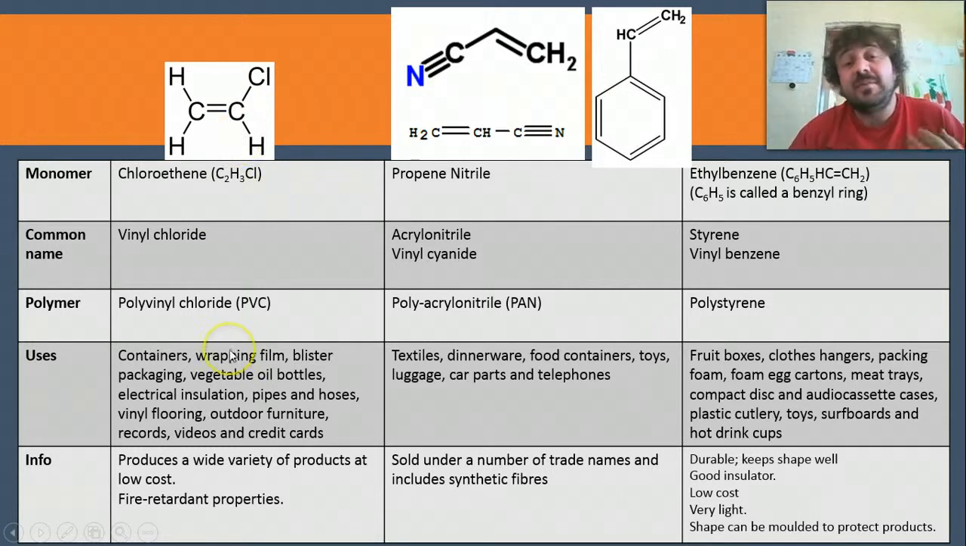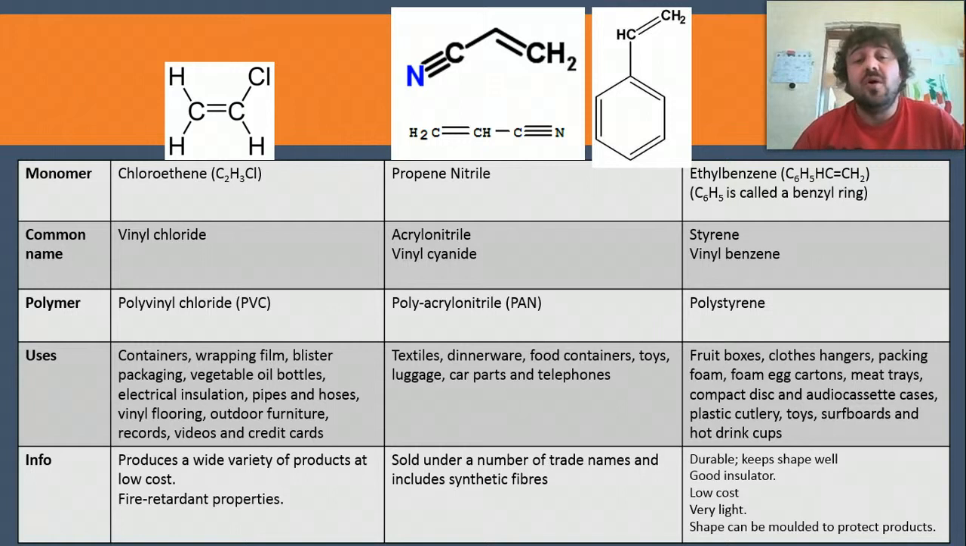Okay, so basically it's used in containers for wrapping film, blister packets, flooring. One of the most common places you would have seen it is in your pipes. You see pipes like water pipes, that tends to be PVC. It has a wide variety of properties, and it's fairly cheap. It also has fire retardant properties. We'll get more into the properties in a little bit that make it so useful.